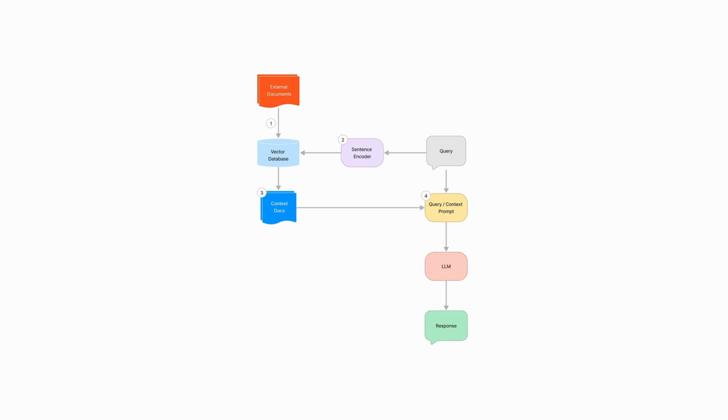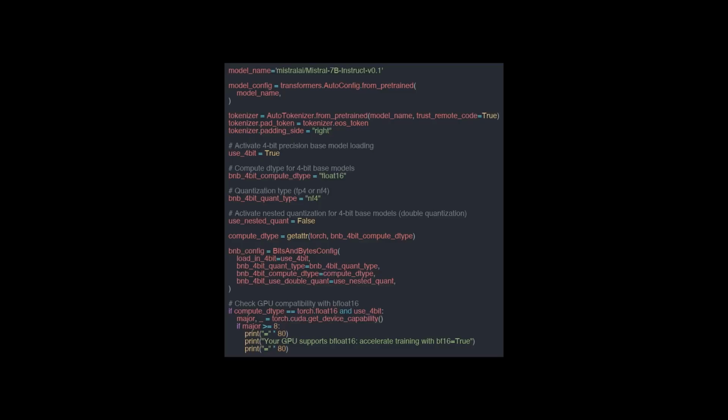Load a vector database with encoded documents. Encode the query into a vector using a sentence transformer. Based on the inputted query, retrieve relevant context from the vector database. Leverage context along with the query to prompt the LLM. We'll dive into all of this throughout the rest of the video.